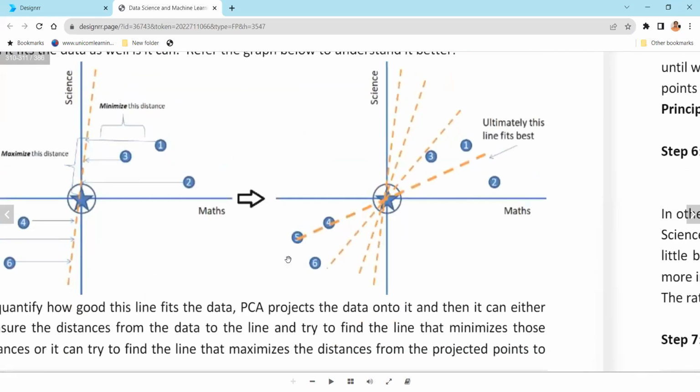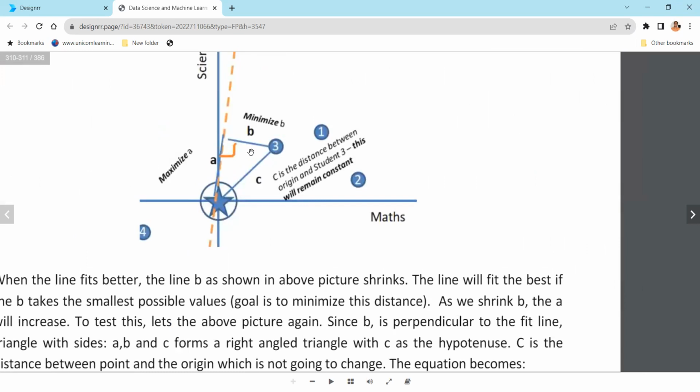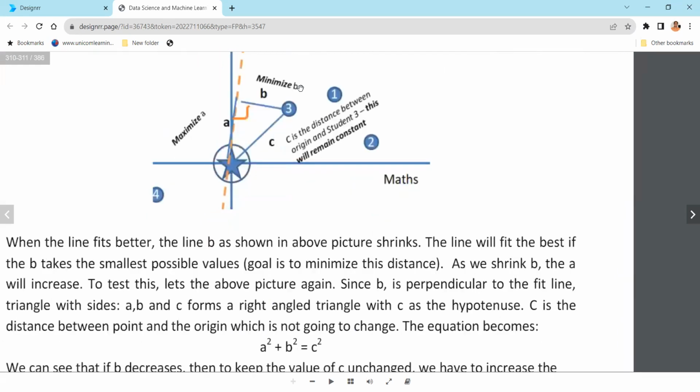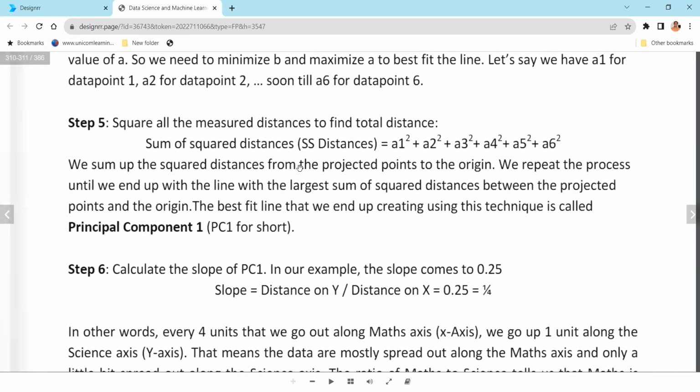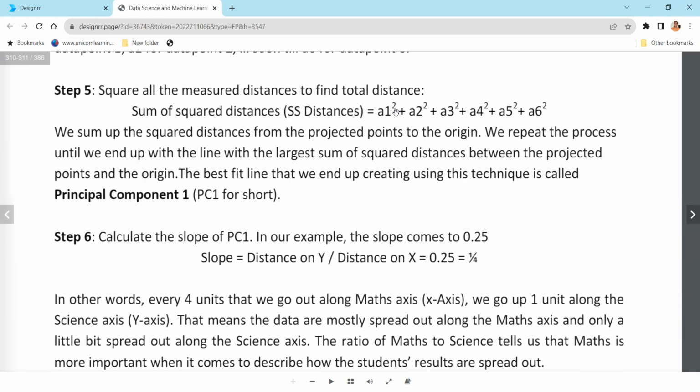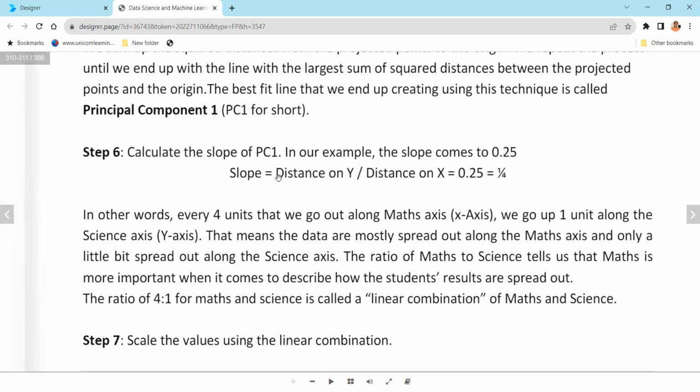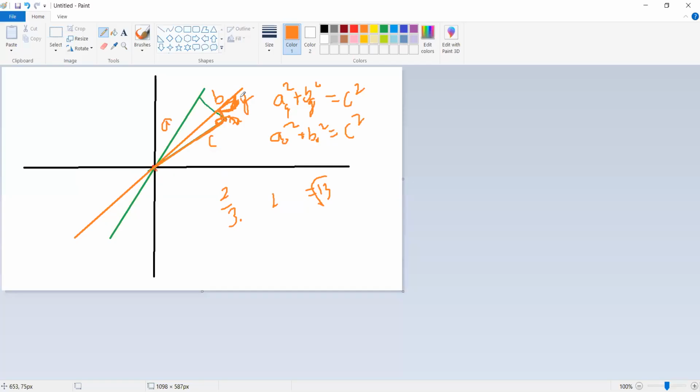You found the best fit line, and then this is your C, B, A, right? And we are minimizing B. If you minimize B, your A will increase. So finally your sum of square distances is going to be A square plus B square for all the 6 values. Now coming to our PCA, this was what I said: slope is distance on y by distance on x, right? So in our case it is, let's say, 2 by 3. Slope of the best fit line is 2 by 3.